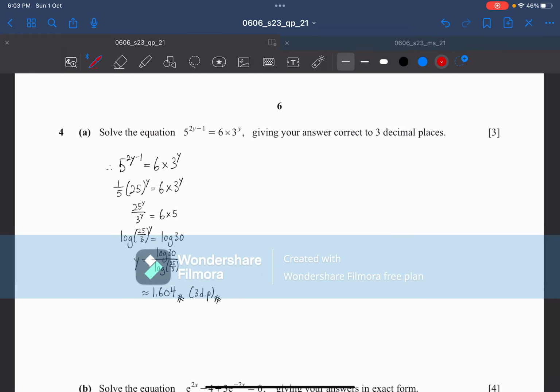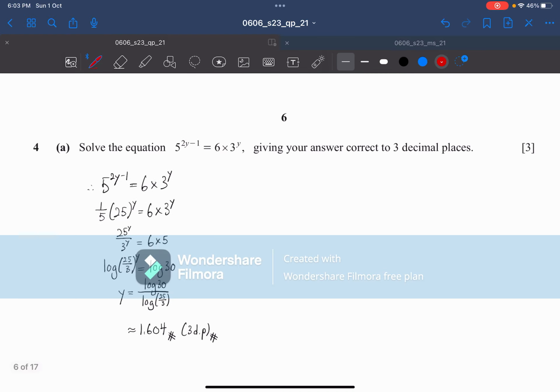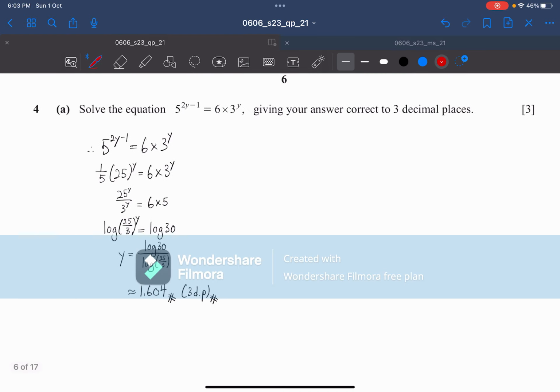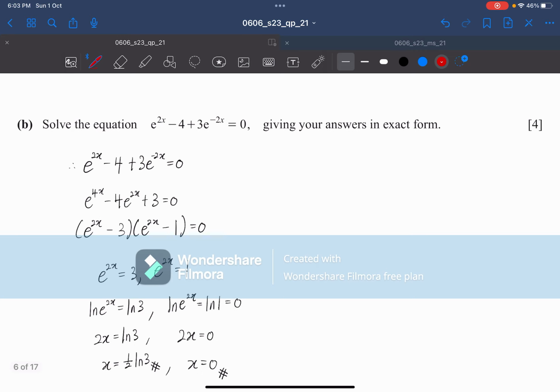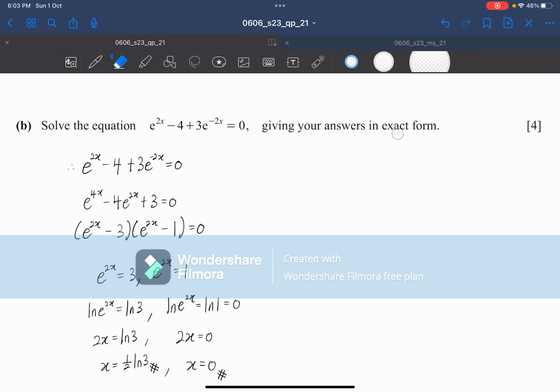It's hard to explain, but basically just do more of these types of questions and you'll figure it out. And obviously, don't forget three decimal places, round it to three decimal places. All right, and then the next thing is just solve the equation. Again, pretty straightforward. In exact form, don't forget.